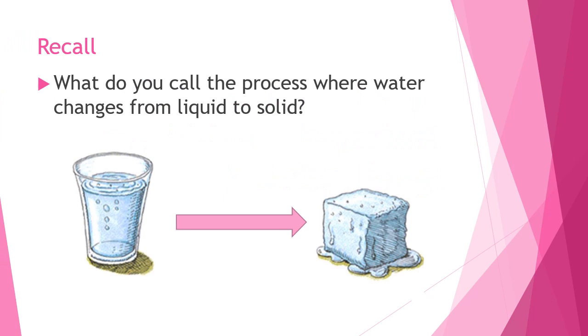So, let's start with a recall. What do you call the process where water changes from liquid to solid? You can see down there, there's a glass of water, the arrow, and it goes to ice. So, apa nama that process? So, let's check the answer. Freezing. If you go the other way, from ice to water, that's called melting.